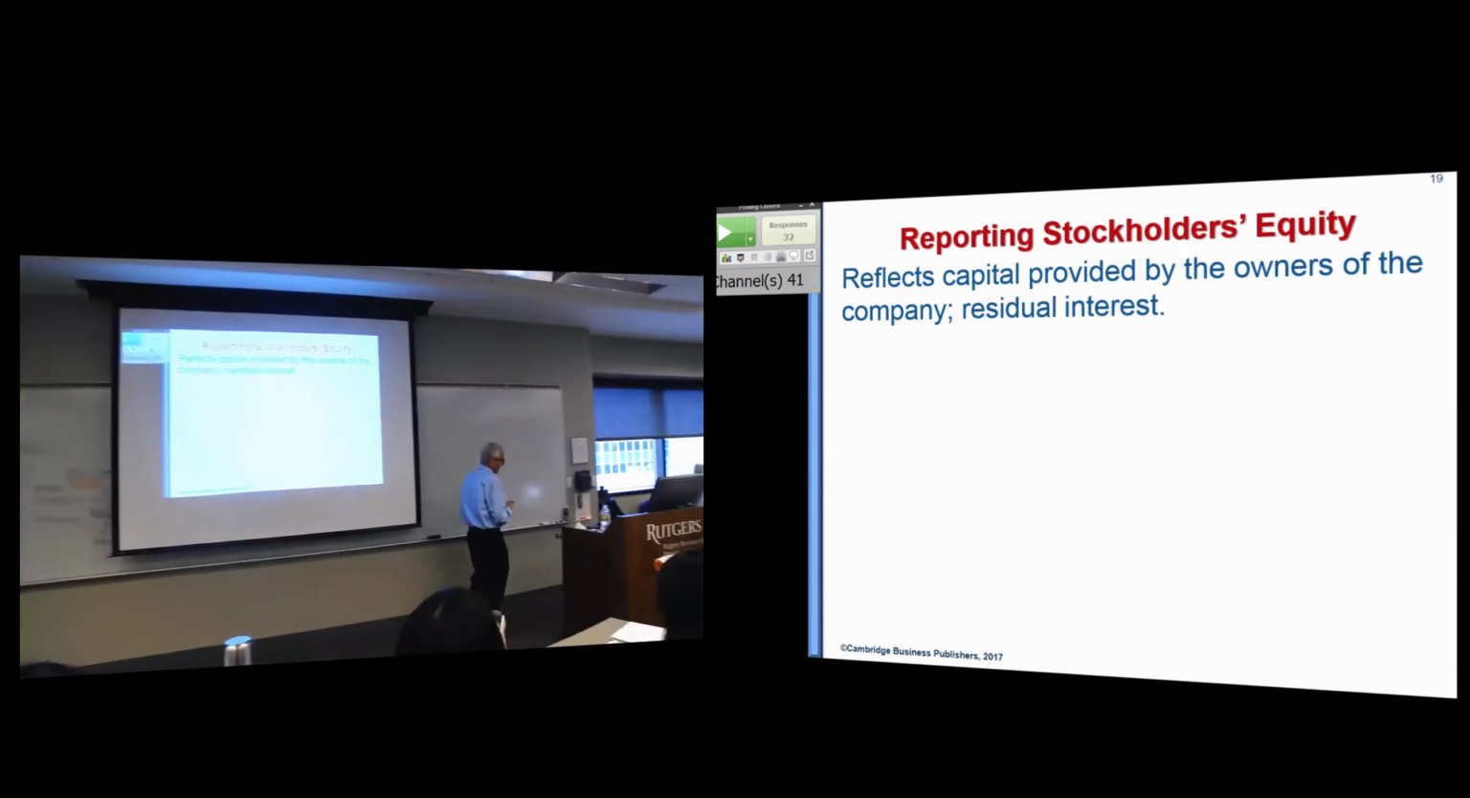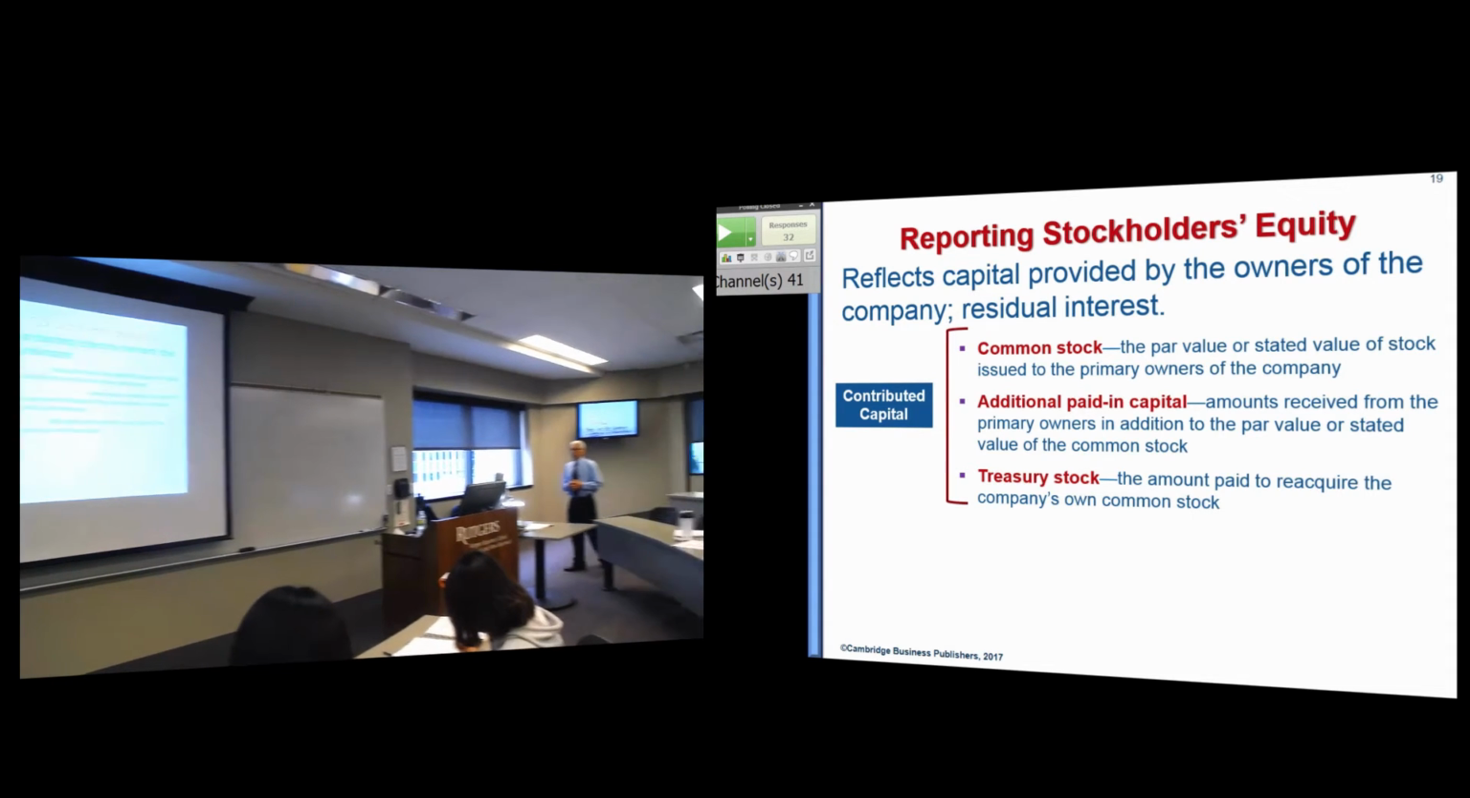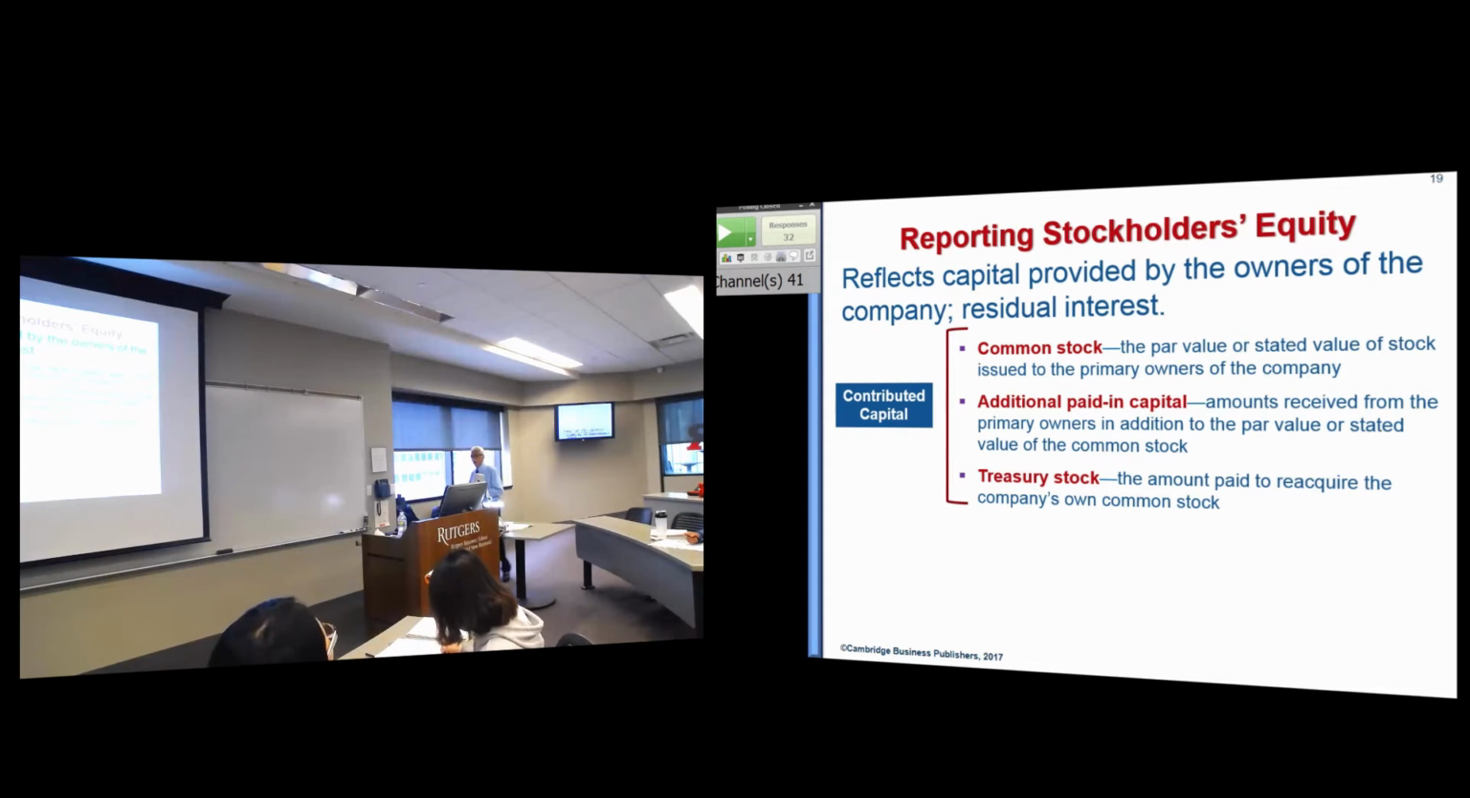Now, the residual equity includes contributed capital. These are amounts that are paid in or contributed by the stockholder. This would include common stock at par or stated value. It could be preferred stock as well. I already mentioned, I believe, what the par value is: that's the face value of the stock. The par value is a nominal amount, as we said. The stated value could be placed on the stock by the board of directors. It has the same effect.